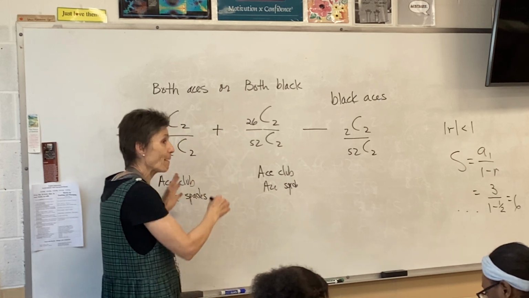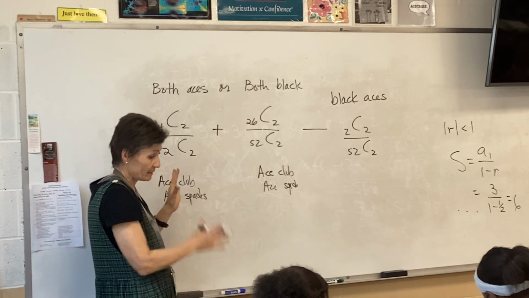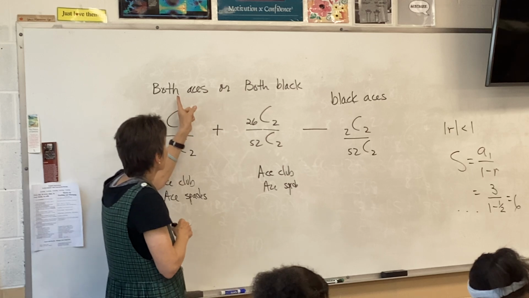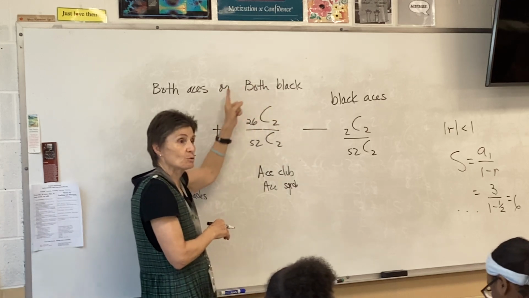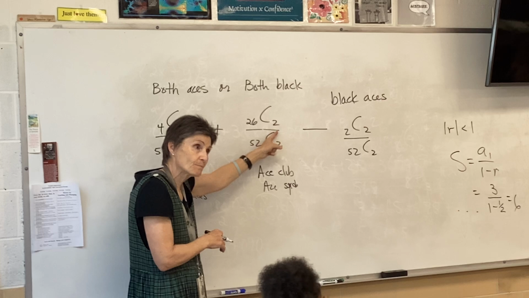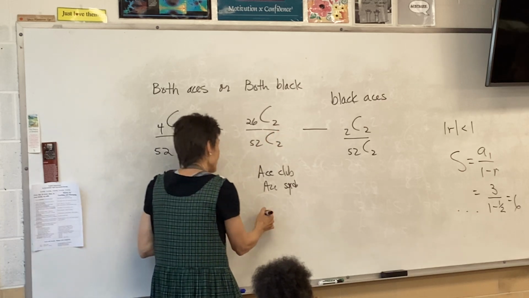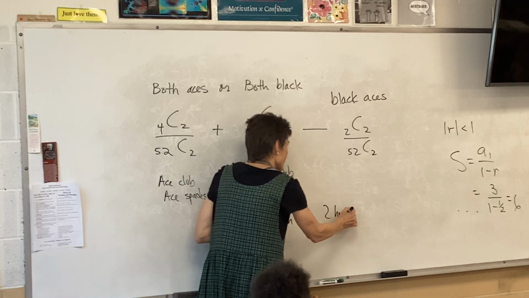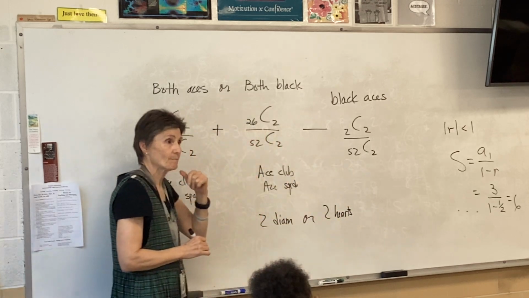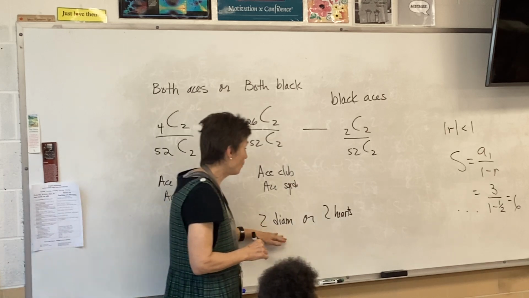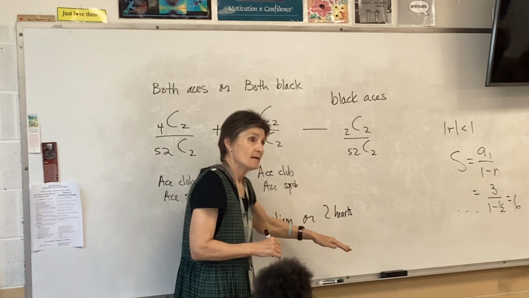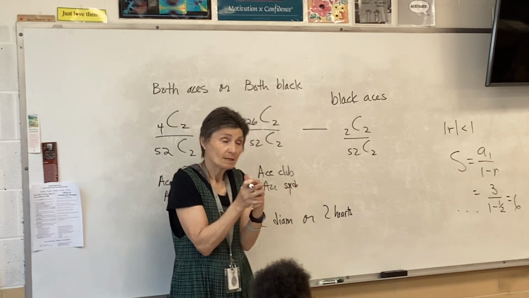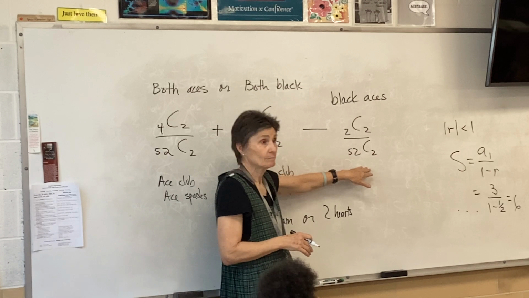So this happened, very weird problem, but it's happened. This happened because there's overlap between these 2 sets of cards. If I had said 2 diamonds or 2 hearts, would I have to worry about this? No, because there's no overlap between these. If your 2 situations have overlap, then you need to subtract that out.